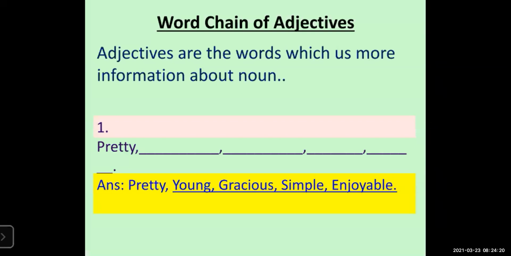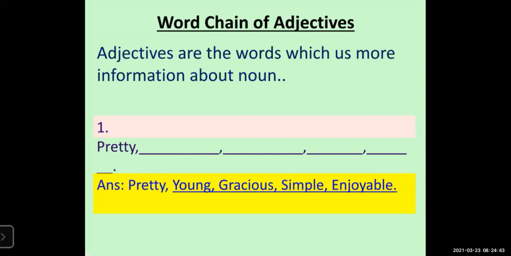So, different types of adjectives are there. Just like types of nouns, adjectives also have types: adjectives which show quality, quantity, distributive adjectives, attributive adjectives. Now here you have to use adjectives only. The first word given here is pretty.